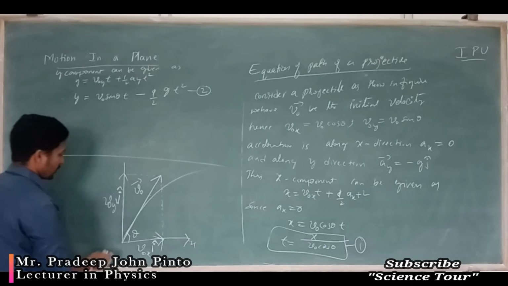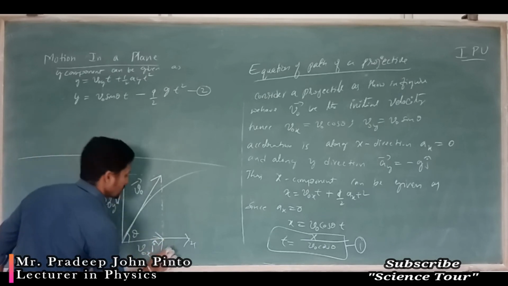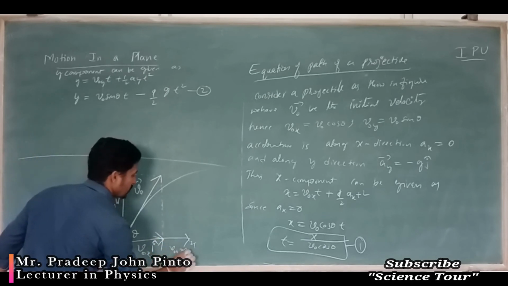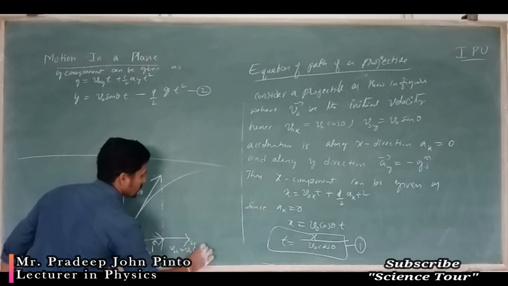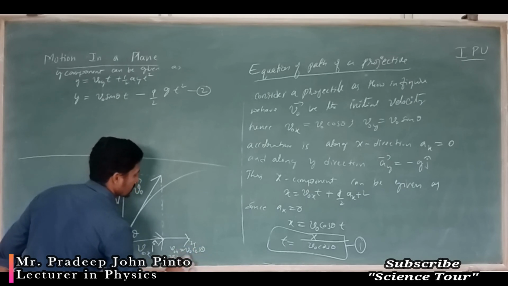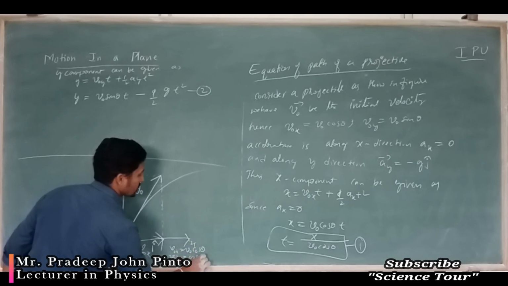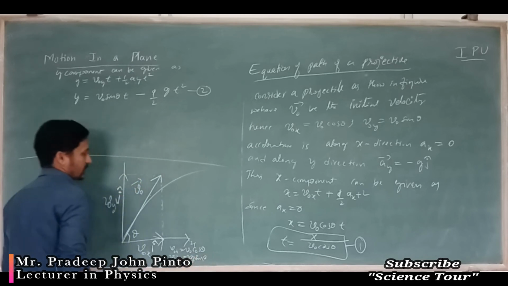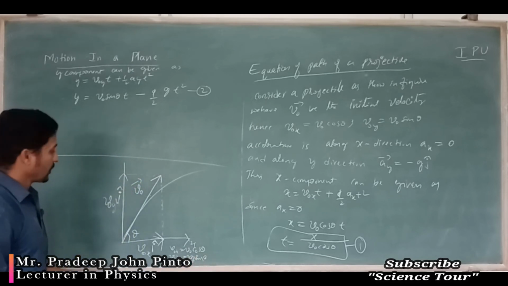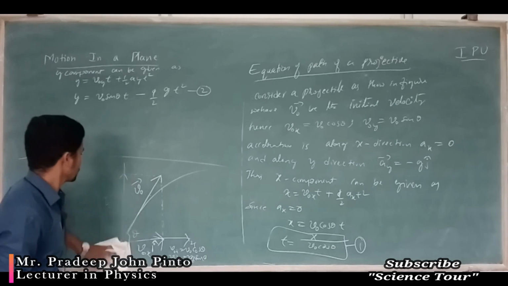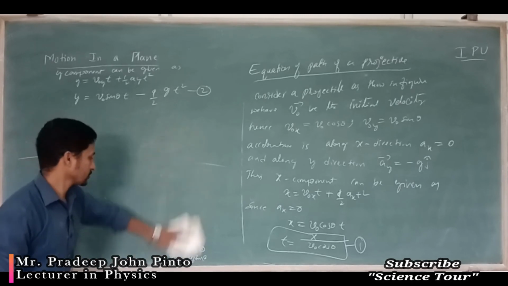So you have to write down here, after writing this diagram, v naught x is equal to v naught cos theta, v naught y is equal to v naught sin theta. This diagram you have to write down, and this also you have to write down. I am going to erase it now.